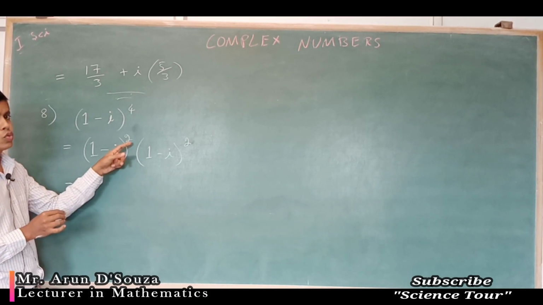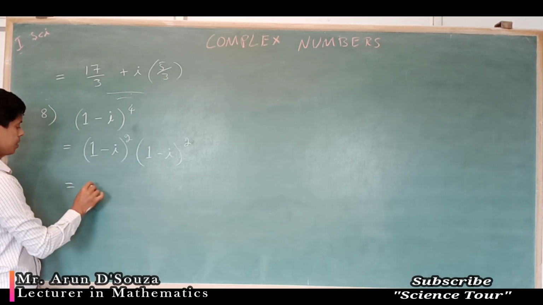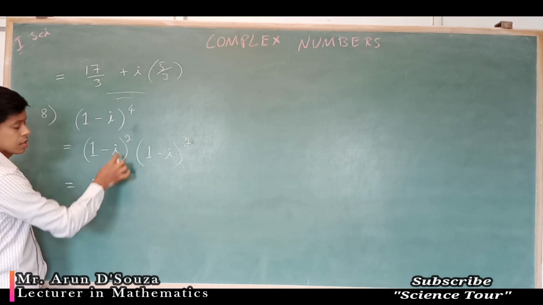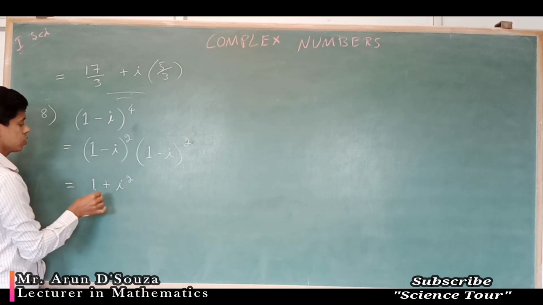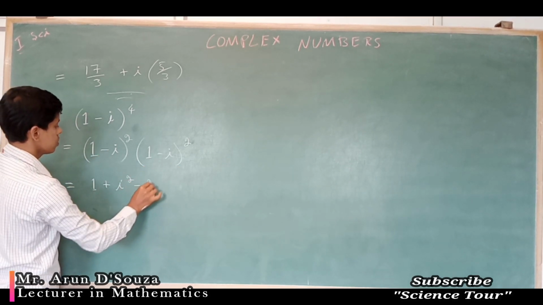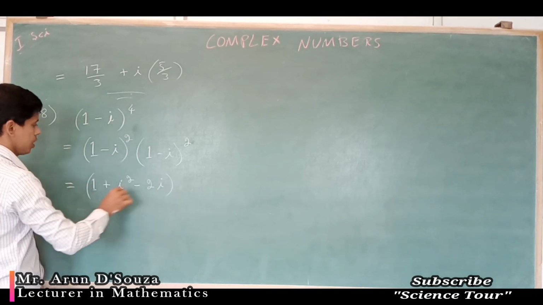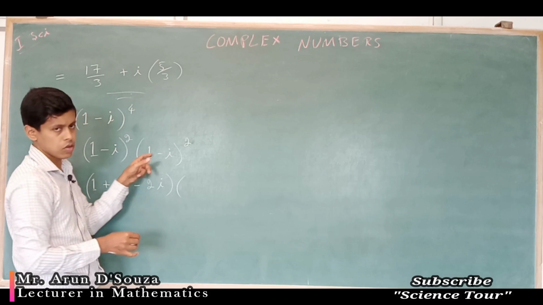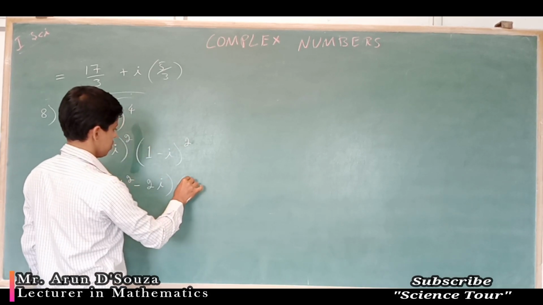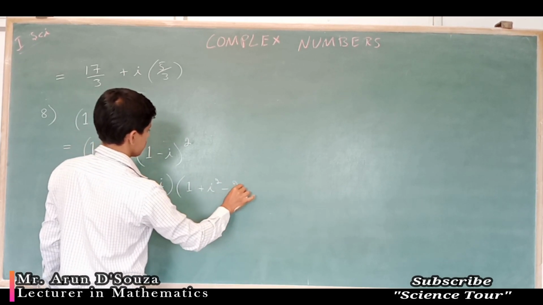Next, you have to use (a minus b) whole square twice. So use it. So what is it? 1 square, 1 itself, plus i square. I hope you understood. a square plus b square minus 2ab. So minus 2 into 1 into i. Right? Now next this is also (a minus b) whole square, so the same thing is repeated. So this is 1 and i square and minus 2i.